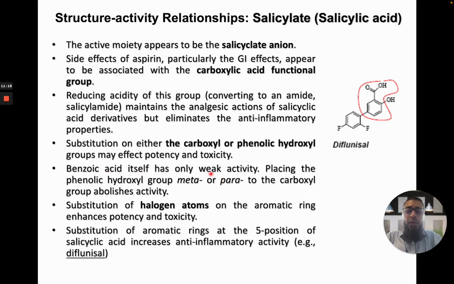So benzoic acid itself has weak activity. Placing a phenolic hydroxyl group at the meta position or para position to the carboxyl can abolish the activity, right? That's why the phenolic group or the benzoic acid group has weak activity. If there is a substitution of any halogen, for example chlorine, bromine, iodine, on the aromatic ring at the para position of the hydroxyl group, it can enhance the potency and the toxicity. And the substitution of an aromatic group at the 5 position, as in the diphenyl case, increases the anti-inflammatory activity.